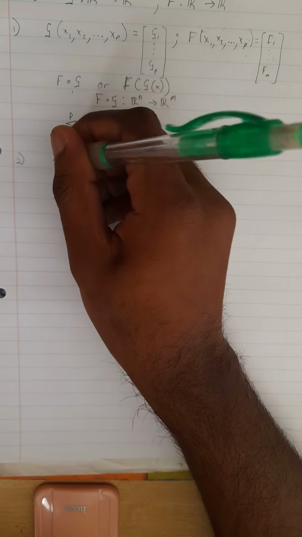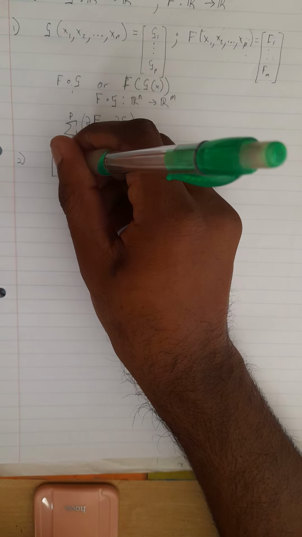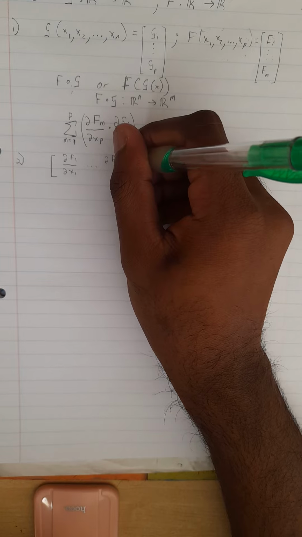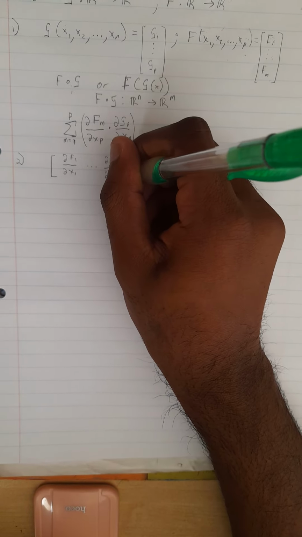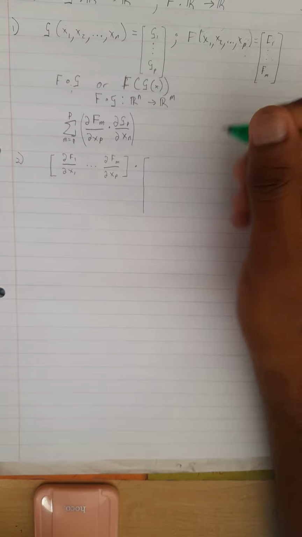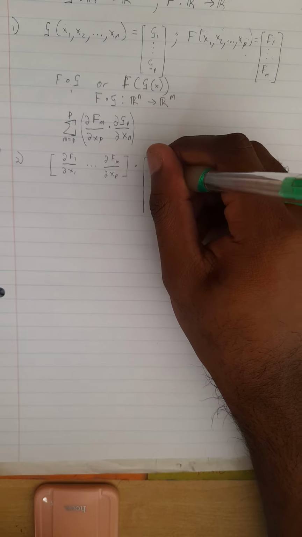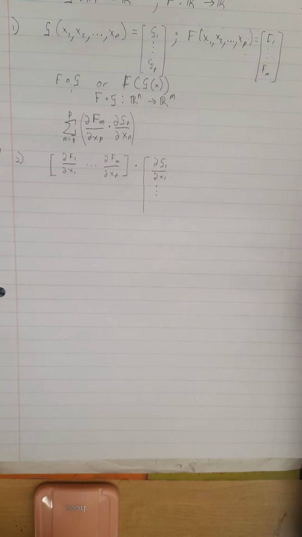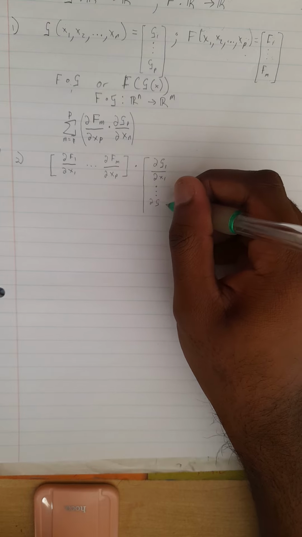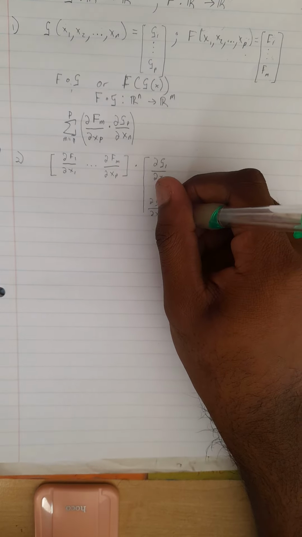So for f, it's going to be the partial derivative of f1 with respect to x1 all the way up to the partial derivative of fm with respect to xp, multiplied by the column matrix containing entries partial derivative of g1 with respect to x1 all the way up to the partial derivative of gp with respect to xn.